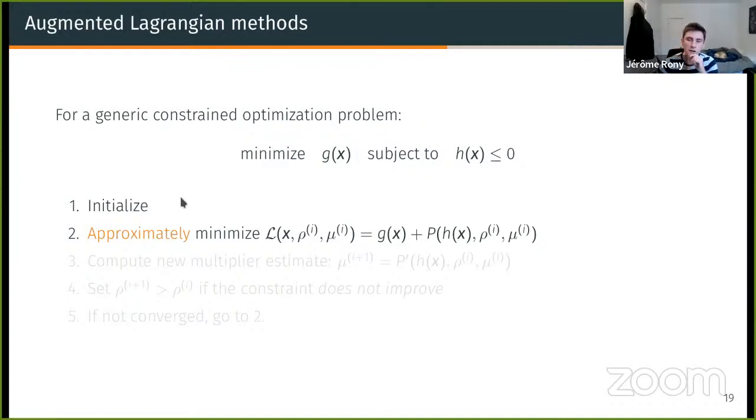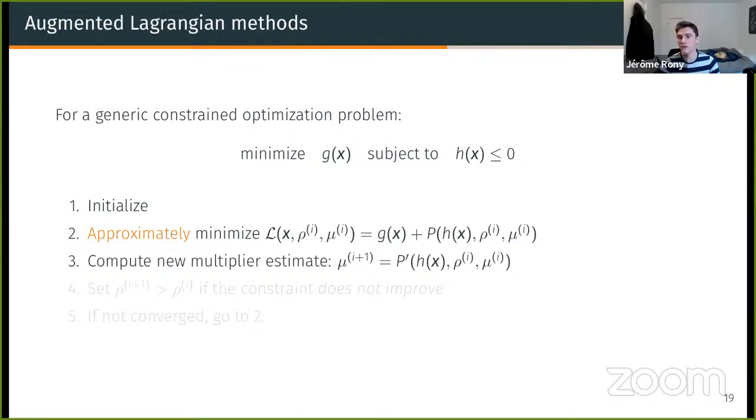And the approximately here is actually quite important, meaning you don't need to get a very accurate solution. It's not required to reach a very accurate solution. And when you have minimized this loss to some epsilon that you chose beforehand, you compute a new multiplier estimate, and you take the derivative of the penalty.